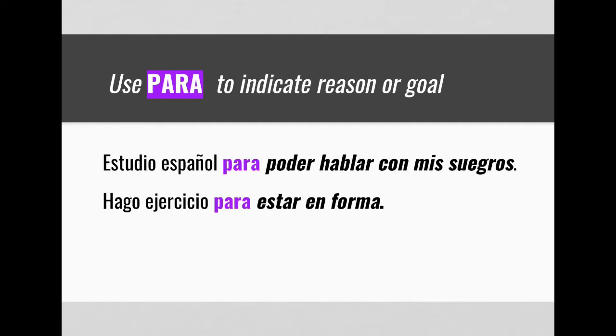The next sentence is hago ejercicio para estar en forma. Hago ejercicio, I do exercise, or I exercise in order to be in shape. So these 2 examples, para poder hablar con mis suegros, in order to be able to speak with my in-laws. Para estar en forma, in order to be fit or to be in shape. All right, so that is to indicate reason or goal. Let's look at the next use.